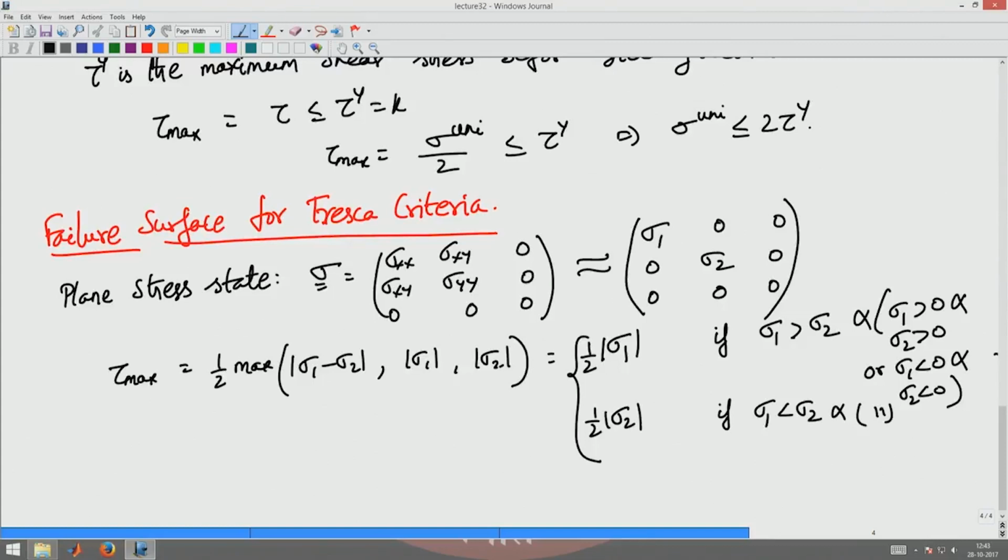On the other hand, if sigma 1 is greater than 0 and sigma 2 is less than 0, then sigma 1 minus sigma 2 will be the maximum value, because they are of opposite signs. So, they will add up rather than getting subtracted. So, now it will be 1/2 the maximum of sigma 1 minus sigma 2. With these results, we are now in a position to plot the yield surface.